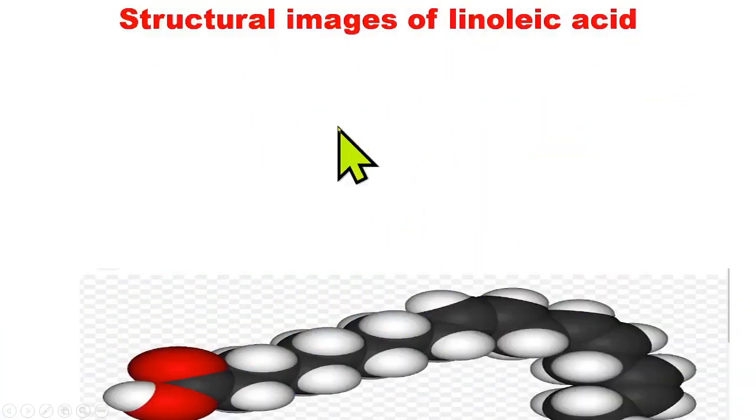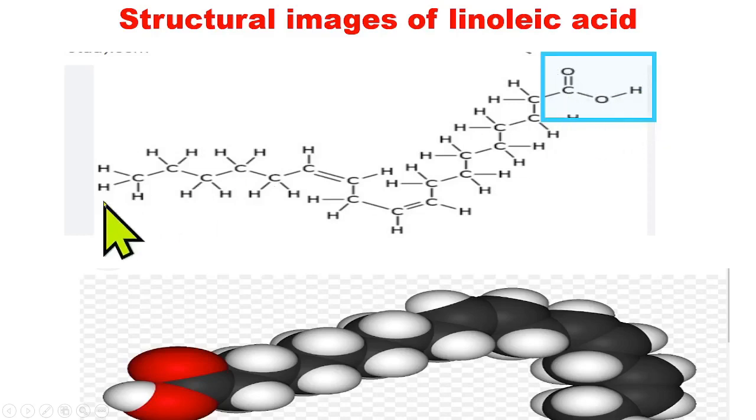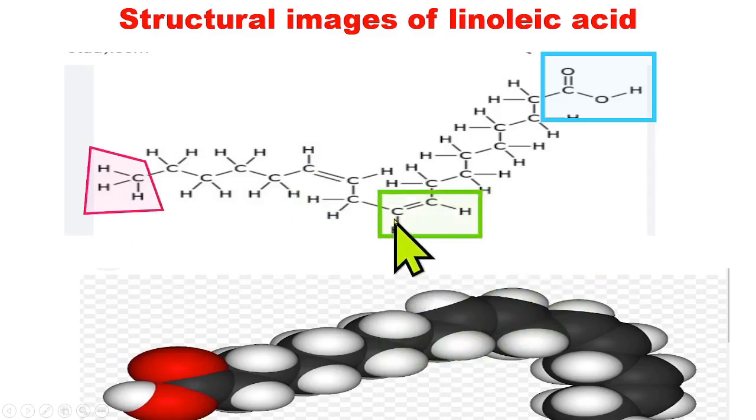Here, structural images of linoleic acid are given below. This is the 2D structure of linoleic acid, and this is the carboxylic group, C double bond O and OH, and this one is the last carbon, the methyl group and omega carbon, and here we can see 2 double bonds. When counted from the carboxyl group, this is a double bond between the 9th and 10th carbon, and this is a double bond between the 12th and 13th carbon.